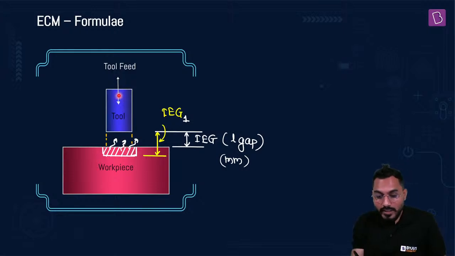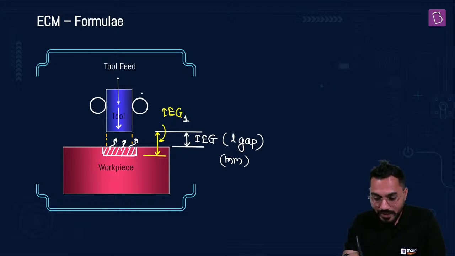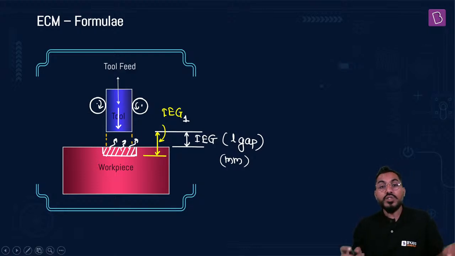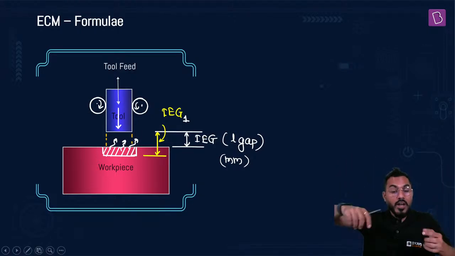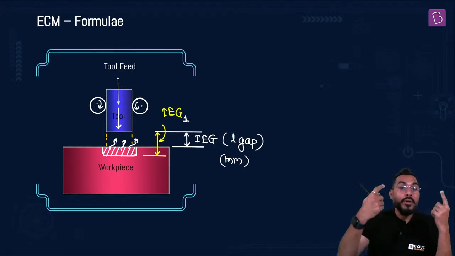So can I say that whatever the tool is, it will be fed in the downward direction? My tool is fed slowly and gradually in a downward direction, and that is done with the help of what? A servo mechanism. So the servo mechanism is the one which is utilized to feed the tool in a downward direction to maintain the same optimum gap between tool and the workpiece.